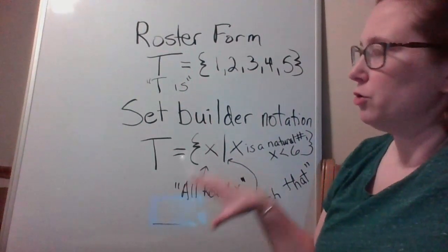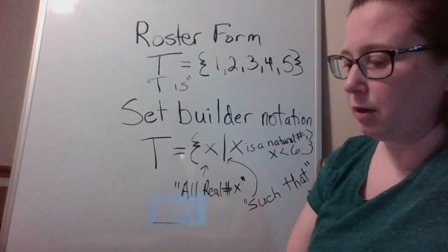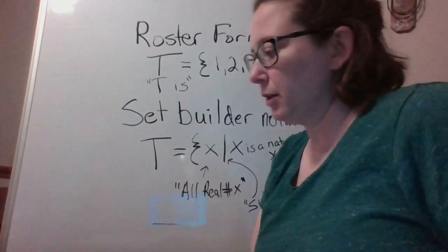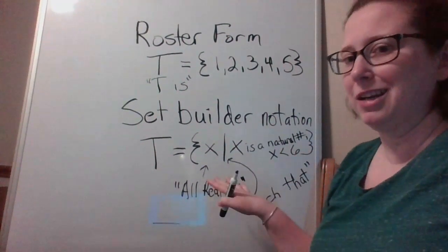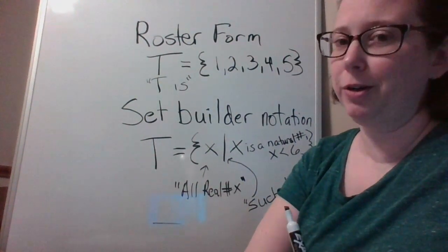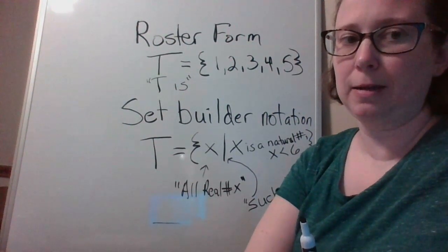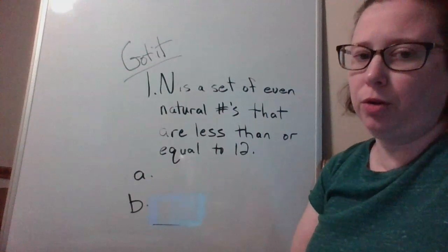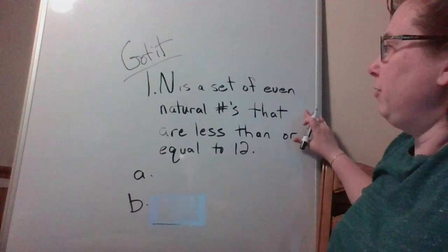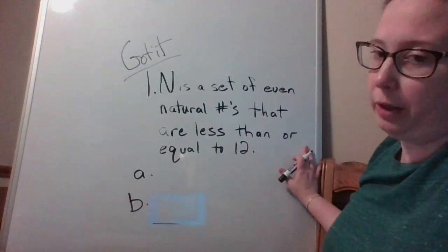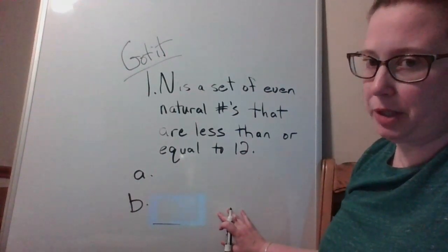Okay, so what I want you to do now is pause the video again and go ahead and try Goddard 1A and B. Try those, and then I'm going to go over them. So pause your video and try Goddard 1A and B. So Goddard 1 tells us to think about N, which is a set of even natural numbers that are less than or equal to 12. We're to write that in both roster form and set builder notation.